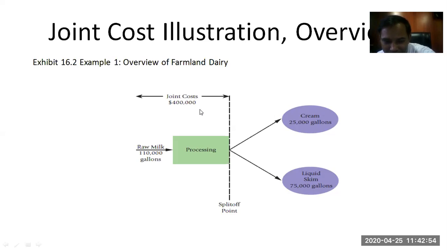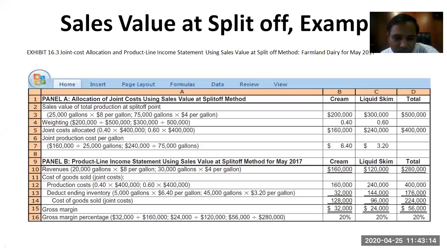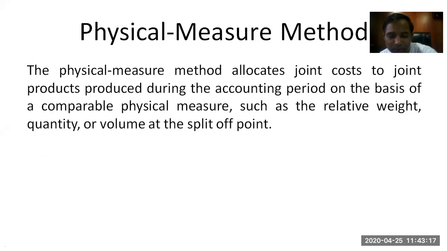So this 4 lakh will be allocated to cream: 4 lakh multiplied by 25 percent, the proportion of the weightage that we had calculated, and liquid skim 75 percent. So 75 percent of this 4 lakh will be allocated to liquid skim. This is how physical measures is calculated. We'll solve the sum again, so that will give you a clearer picture of what the physical measures method means. The physical measures method says that your joint cost is supposed to be allocated only on the basis of the number of units produced. So it talks about quantity produced.